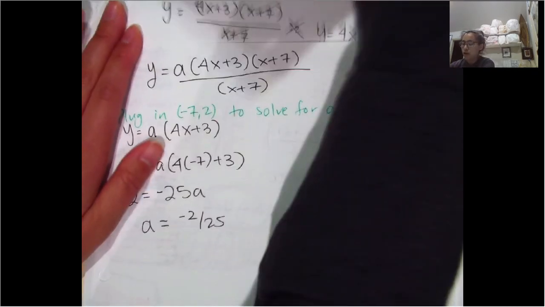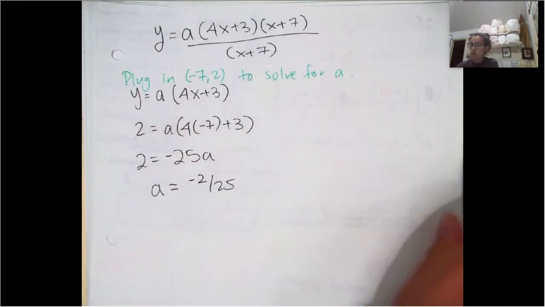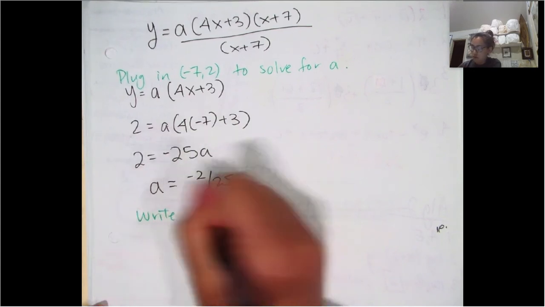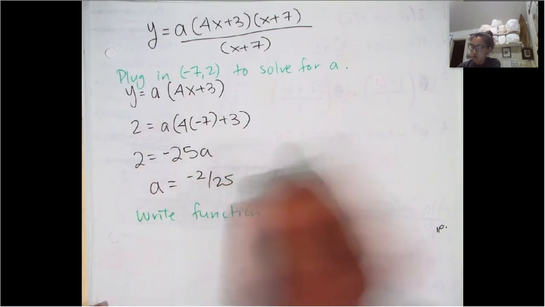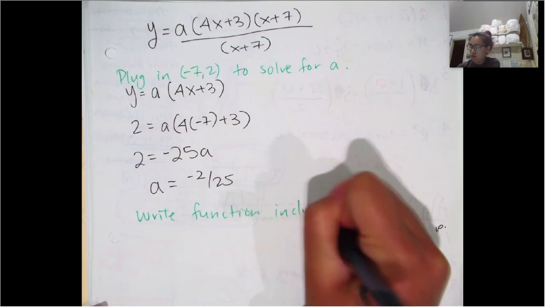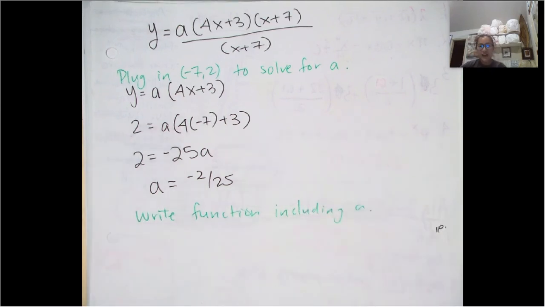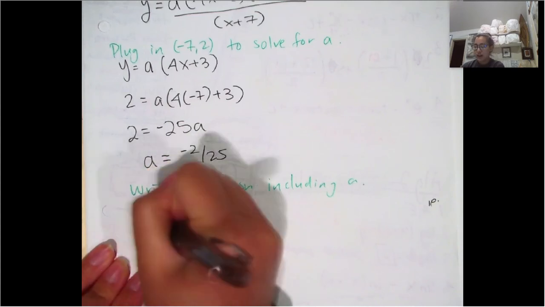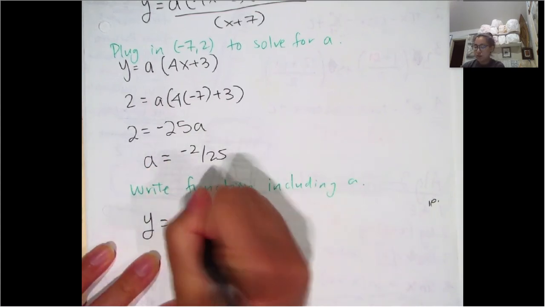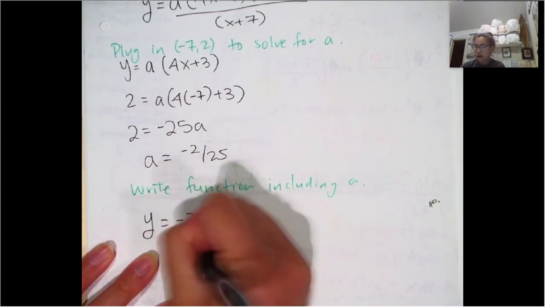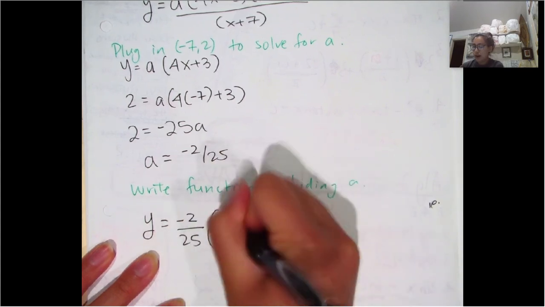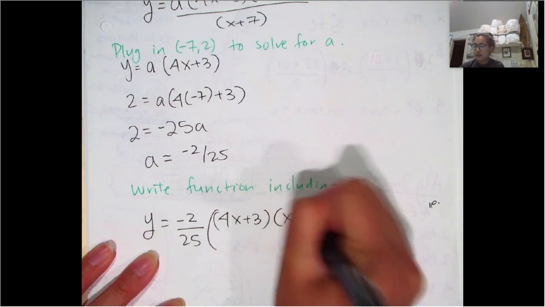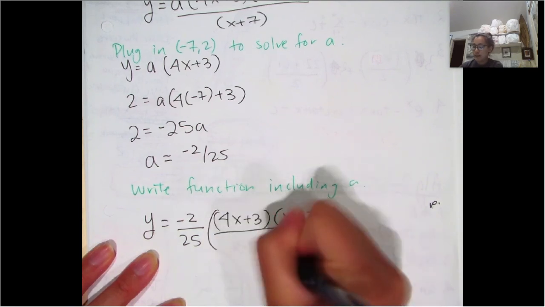And so when you're writing your function, you want to include that a as the number that you're multiplying by. And so we'll have y equals -2 over 25 times (4x plus 3) times (x plus 7) over (x plus 7).